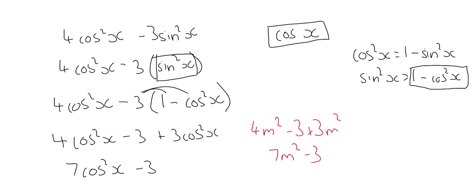Let's do another one. So the next one I'm going to do is again ask you to prove an identity. So we have, this time we're going to use fractions. 1 plus sine of x over cosine of x.